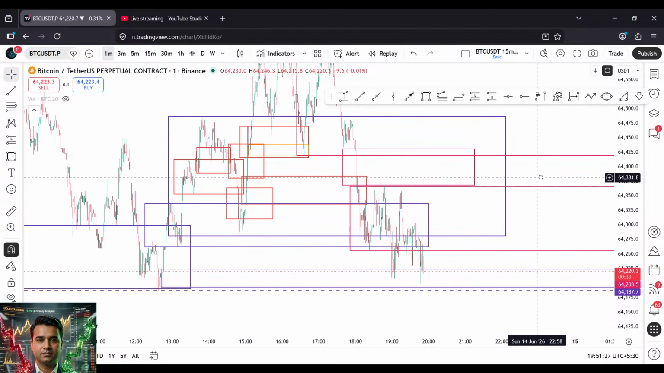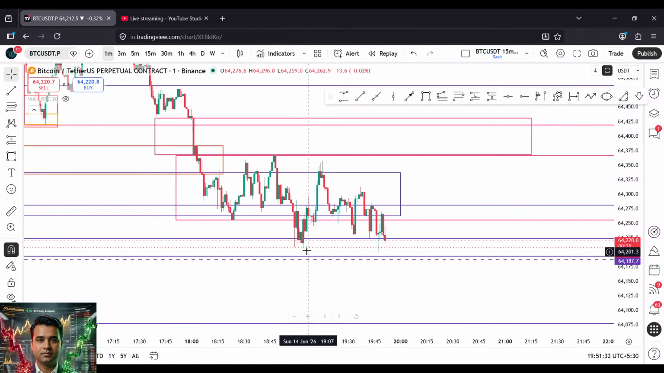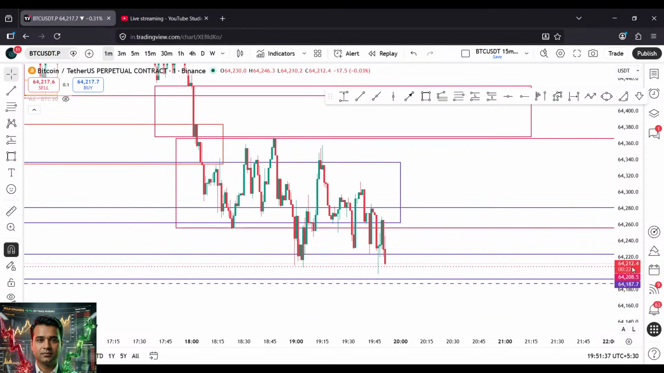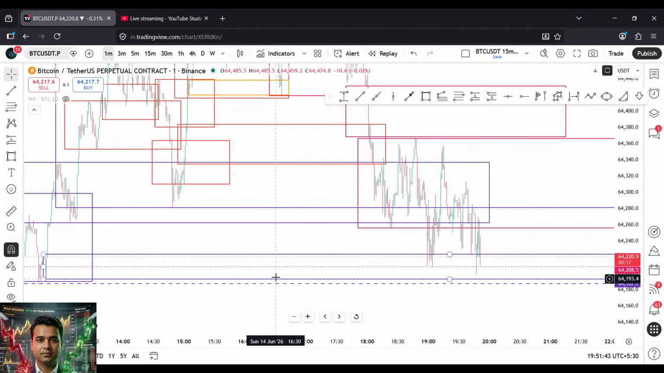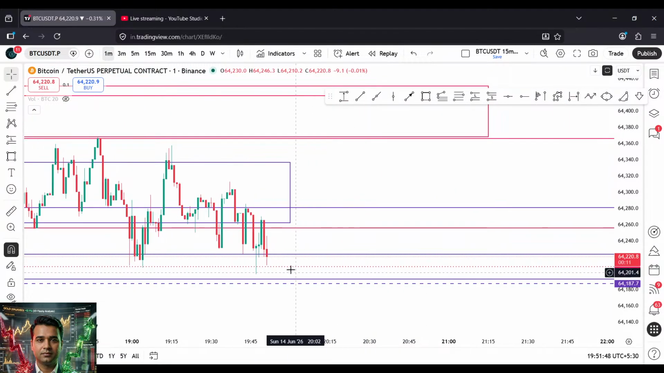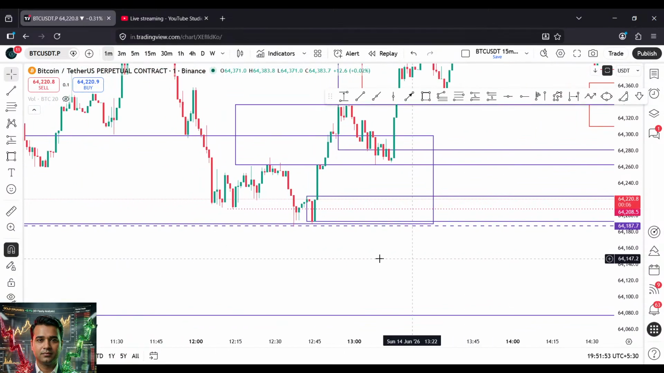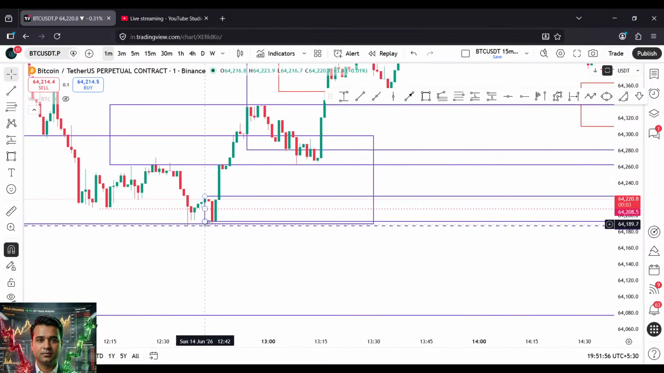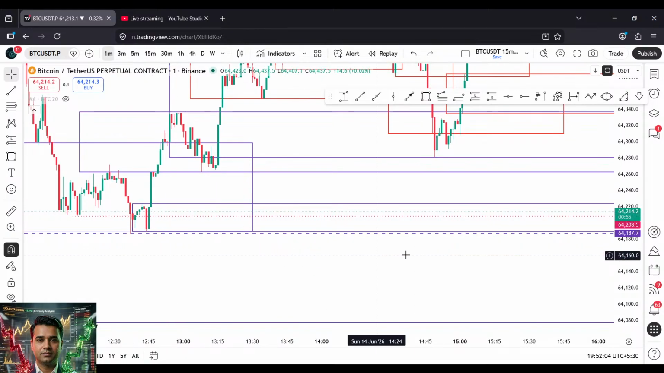And look at price is still chopping, just chopping. Okay. Price is just chopping. Price has hit 50% of this zone as well and probably taken the orders. But we don't have much detailed. If you look at this zone, we don't have much detailed data here.